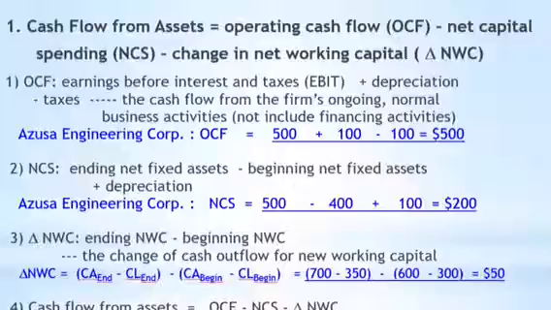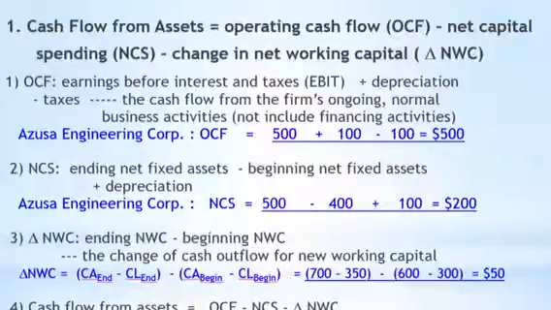Cash flow from assets equals the operating cash flow, OCF, minus net capital spending, NCS, minus the change in net working capital. The company has an operating cash flow, how much money the company made from their regular operations. This typically represents the income statement. Using the income statement, we can locate the numbers for the operating cash flow, OCF. OCF equals the EBT plus depreciation minus taxes. In this example, the OCF is $500 million.